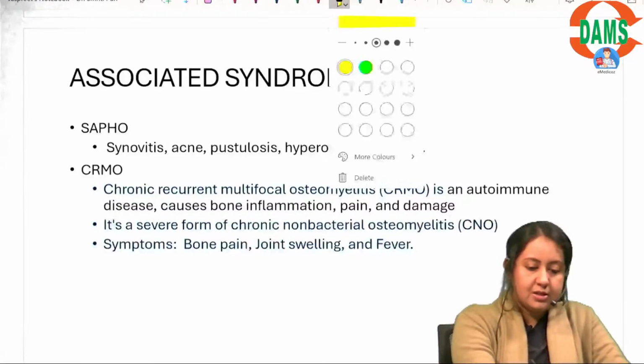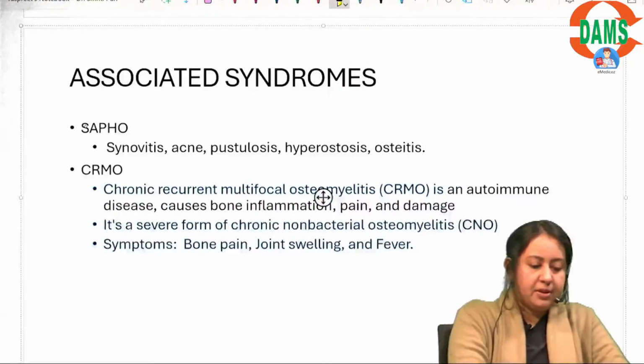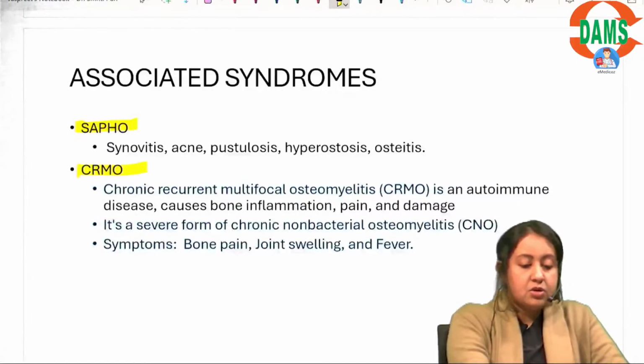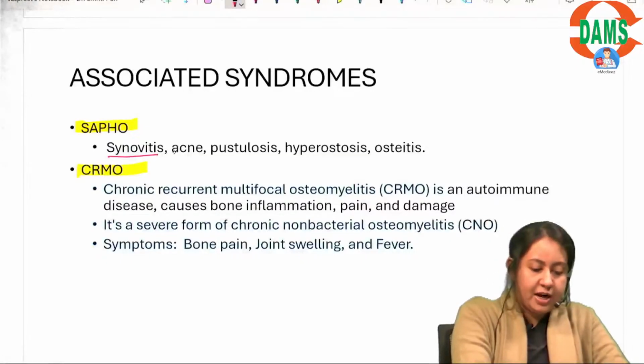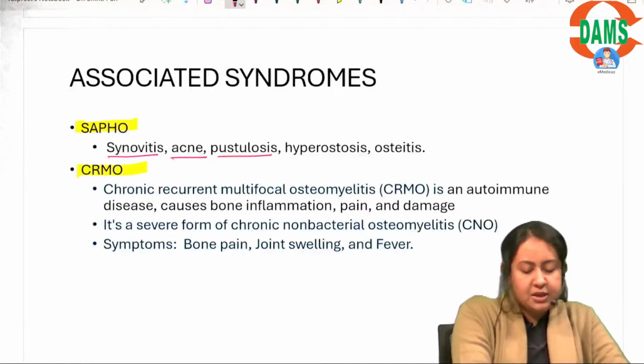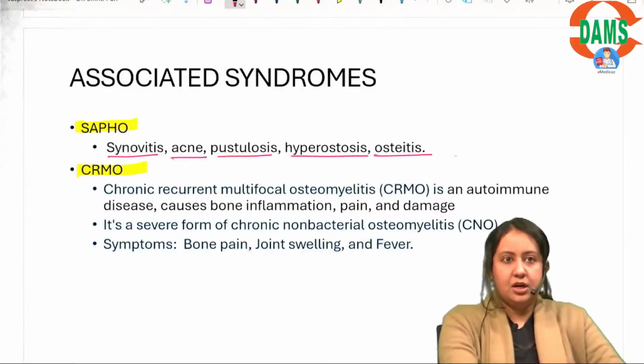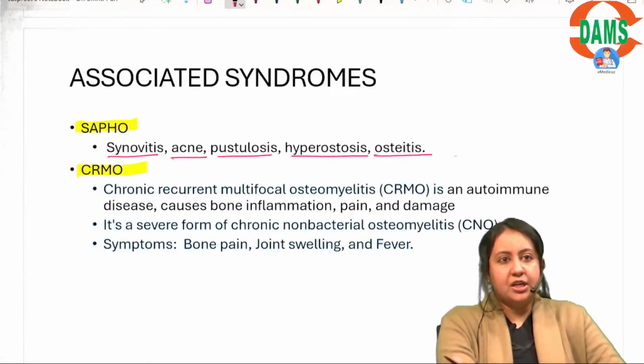Now there are a few associated syndromes with osteomyelitis. There are just 2 syndromes and you can remember them very easily: SAPHO syndrome and CRMO syndrome. Basically SAPHO is synovitis, acne, pustulosis, hyperostosis and osteitis. These are the components, or the full form, of SAPHO syndrome.